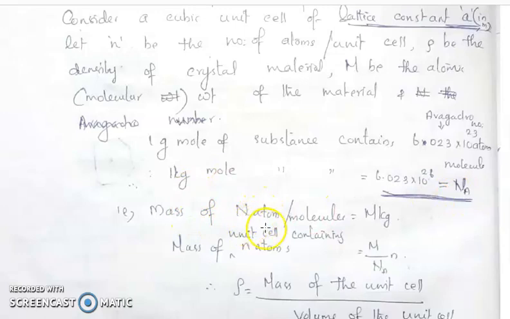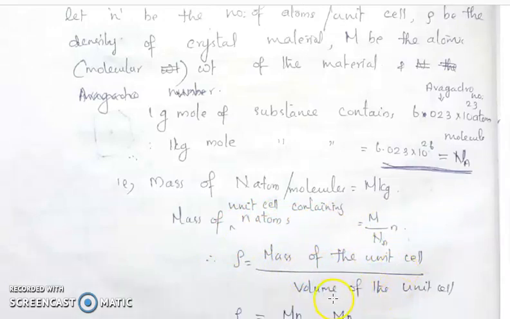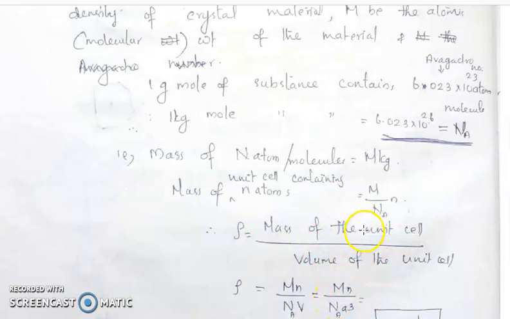The mass of n atoms will be this, M kilogram is given. So the mass of the unit cell containing n atoms will be this quantity. So rho is equal to the mass of the unit cell divided by the volume of the unit cell. So this is an important equation, you have to note this.